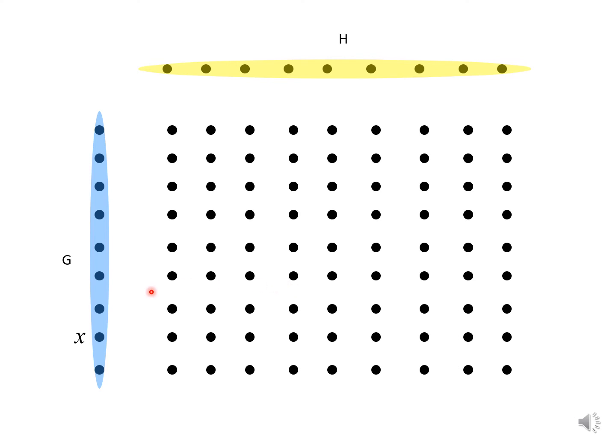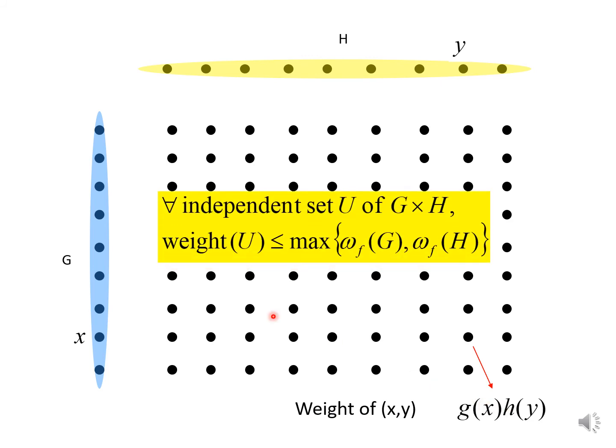So this is the product graph. This is a copy of G. This is a copy of H, and this is the product vertices. These are the vertices of G. These are the vertices of H. These are the vertices of the product graph. If you take a vertex of G and a vertex of H, the corresponding pair xy is a vertex of the product graph. The weight of this vertex is this. And we want to show every independent set weight is bounded by this number.